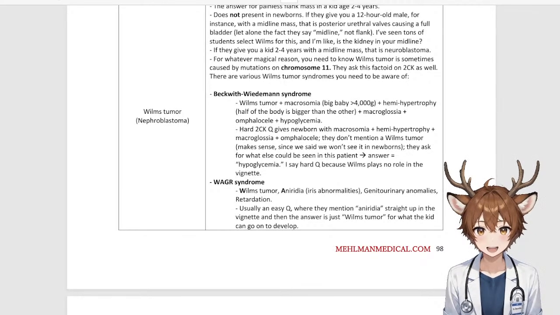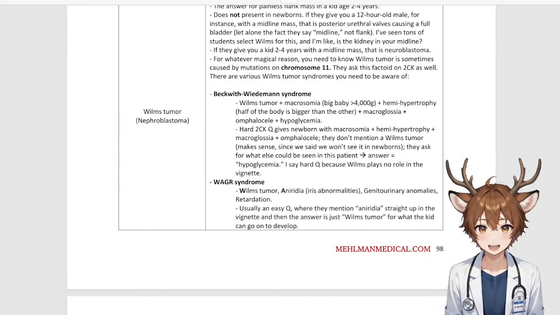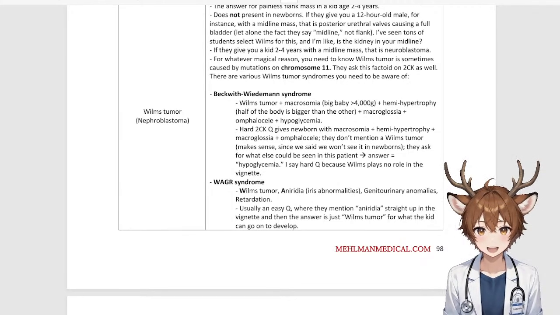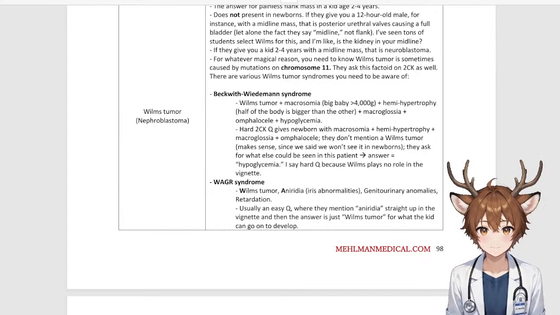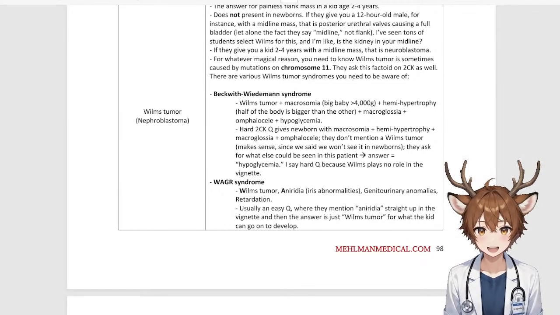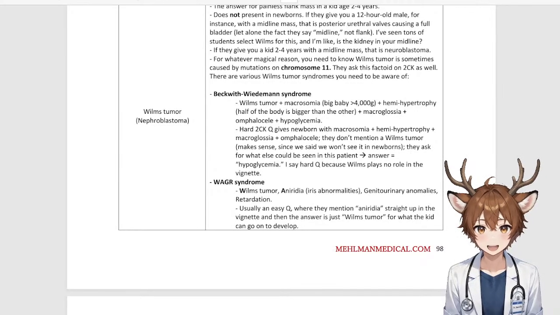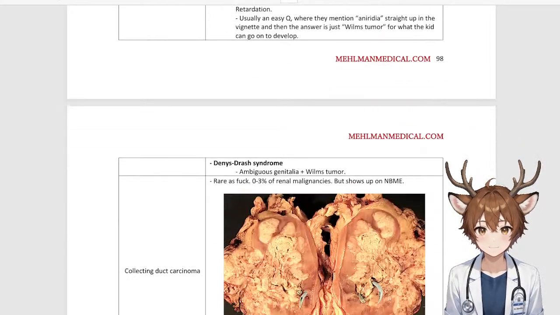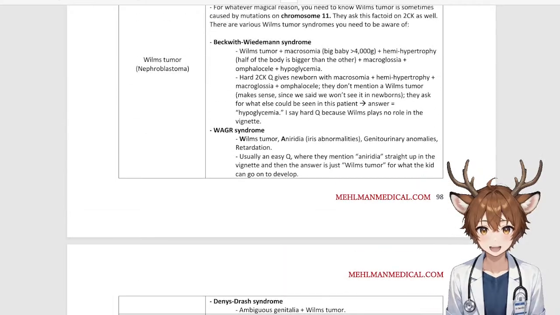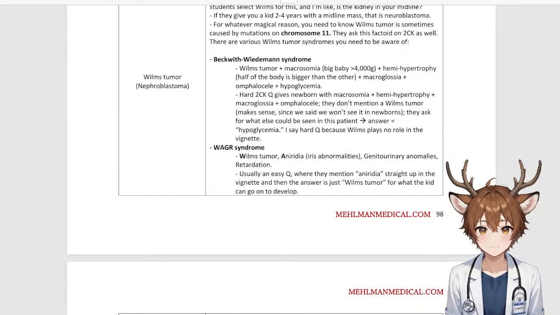What about WAGR syndrome: Wilms tumor, aniridia, genitourinary anomalies, and retardation? Usually an easy question where they mention aniridia straight up in the vignette, and then you just say Wilms tumor for what the kid can go on to develop. And also the third type of Wilms tumor syndrome is Denys-Drash syndrome. Ambiguous genitalia plus Wilms tumor.